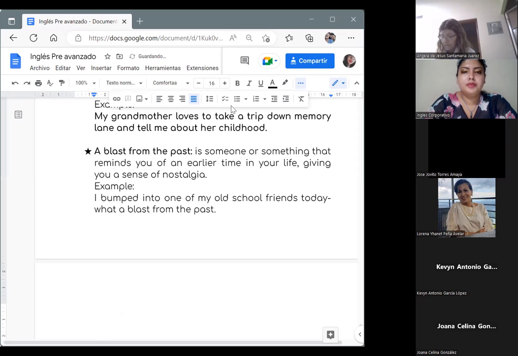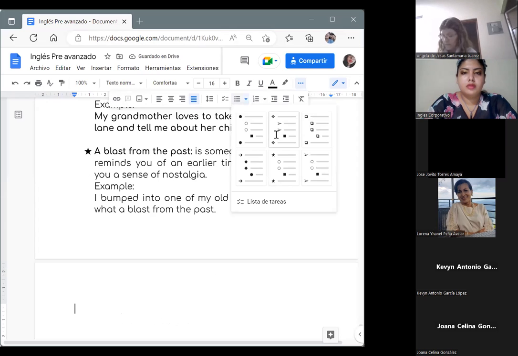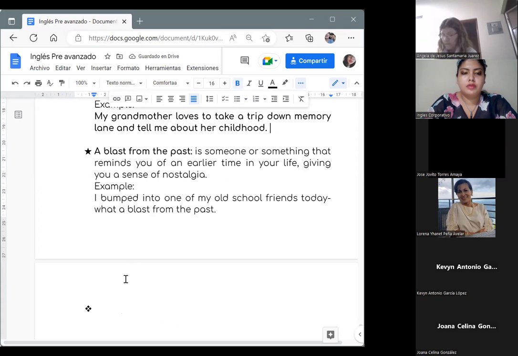Next one. Long time no see. This is one very common. Long time no see. I think that you have heard about this idiom before. Long time no see simply means that it has been a long time since you last saw someone.